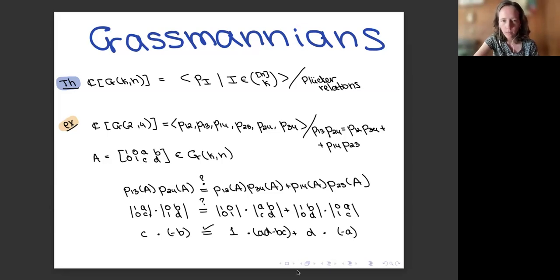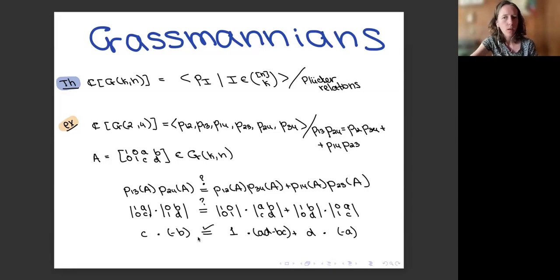And okay, now you just want to check this. This evaluates to minus BC. And here you have AD minus BC minus AD. So you also get a negative BC as well. Okay, so the relation holds, everything good. These are the objects we are talking about. Plucker coordinates are just some maximal minors of the matrix, and they satisfy some relations.